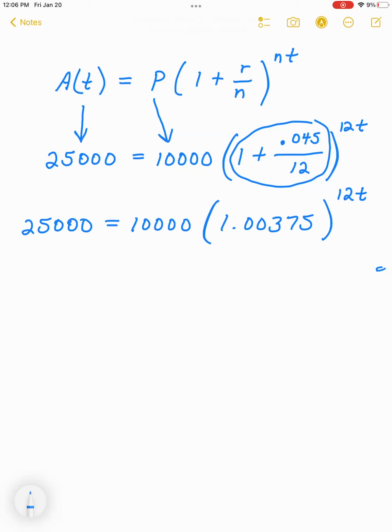Now for this method, what you want to do is get a 0 on that one side of the equation. So I want to get rid of the 25,000 on that left side. So I'm just going to subtract 25,000 on both sides. And that will give me my 0. And then this is what I have on the right.